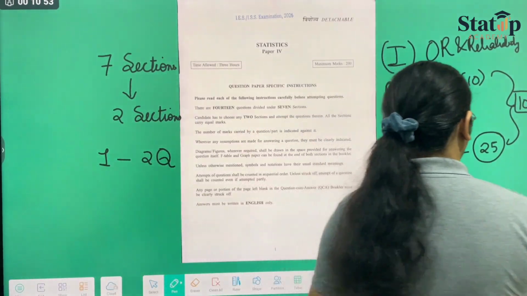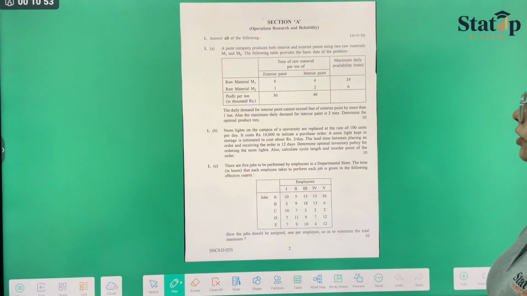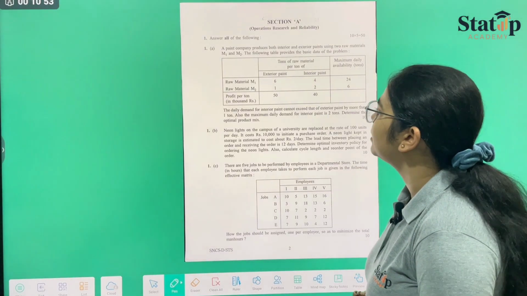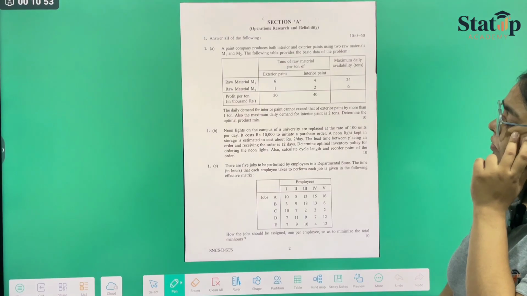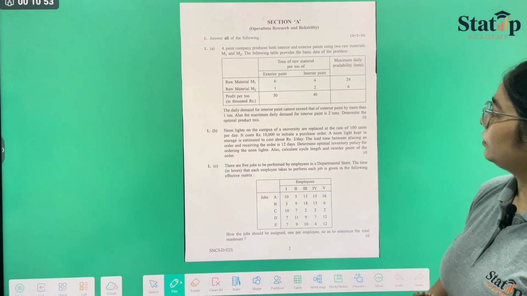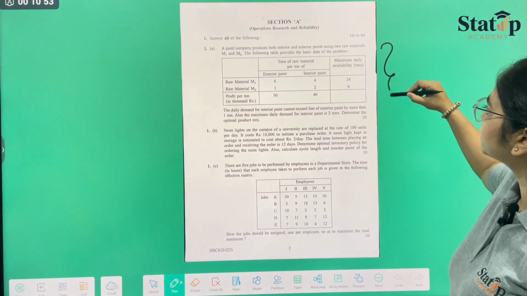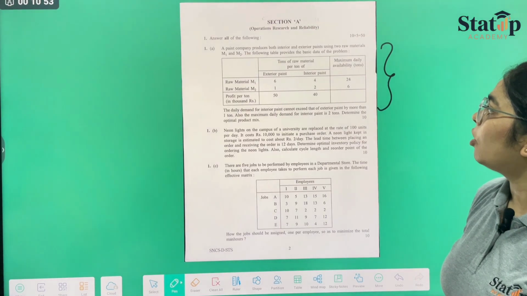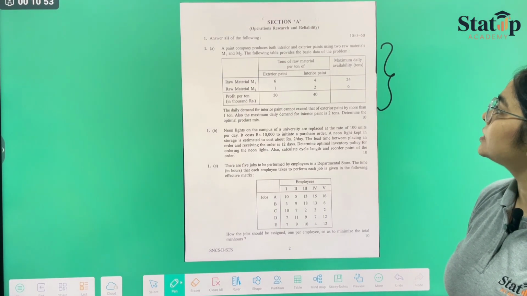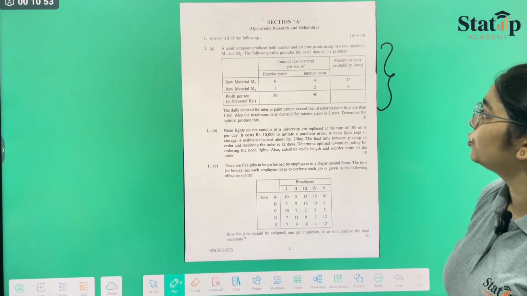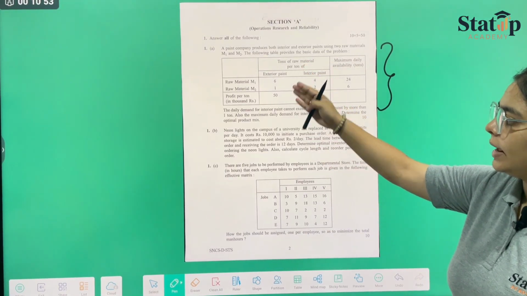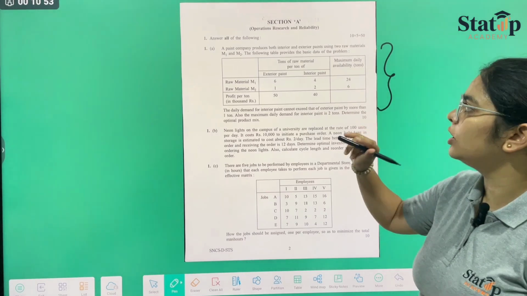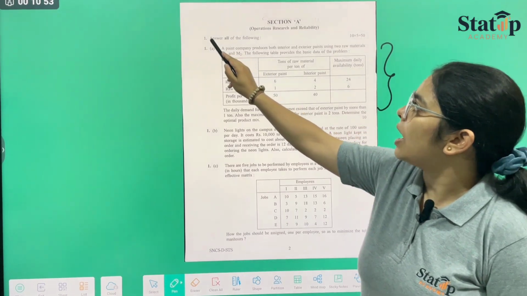Now moving towards the first section here, which is operation research and reliability. As I told you, the first one is the question of demand of interior paint and exterior paints, with 2 raw materials provided. In this section, question number 1, A, B, C, D, E, you have to answer all the questions.